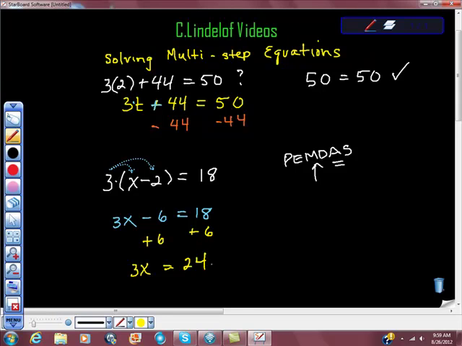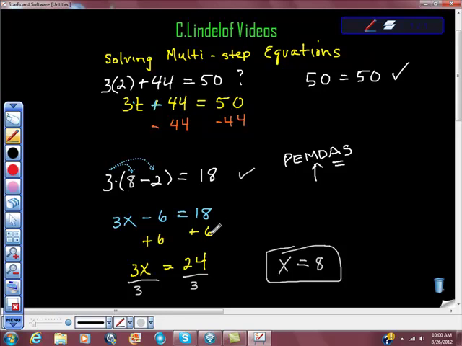And now what are we going to do? Exactly. We're going to divide by 3 here and divide by 3 here. And we get x is equal to, what is that, 8? x is equal to 8. We can go back and check this. We have here that x is equal to 8. So we could take this out and put in 8 here. 8 minus 2 is 6. 3 times 6 is 18, so that's true, isn't it? So that worked.